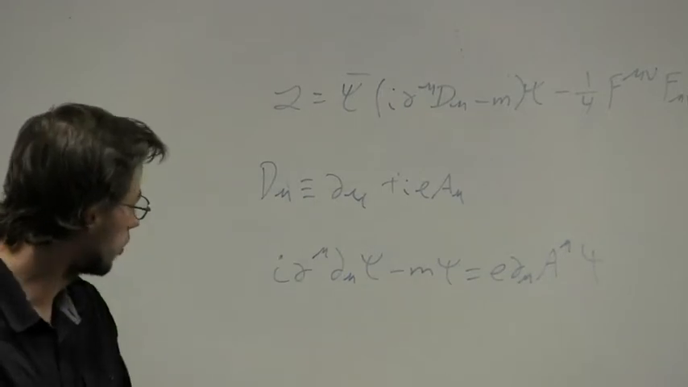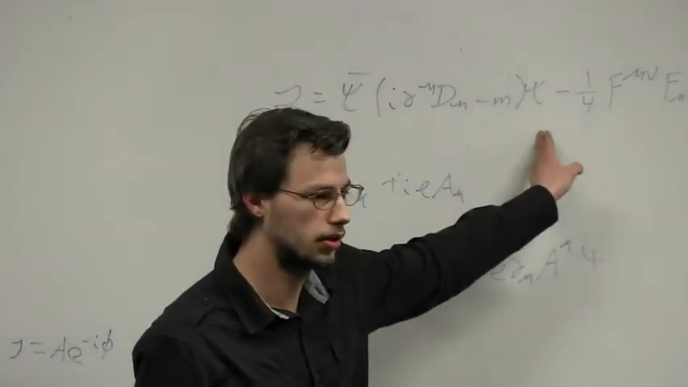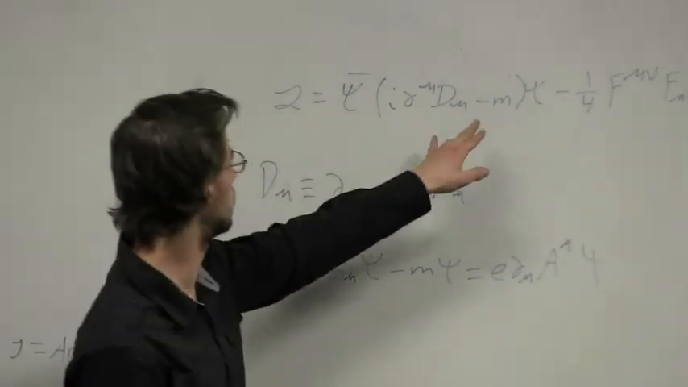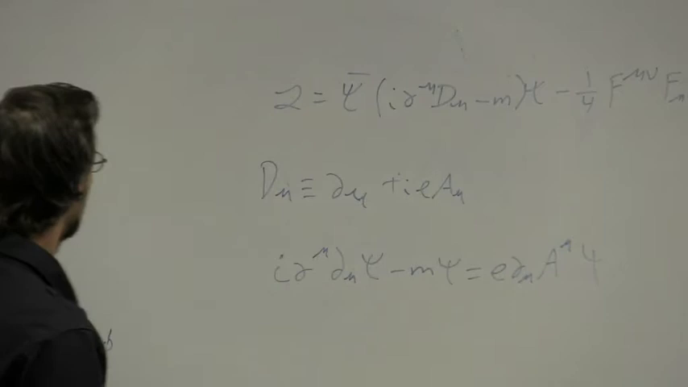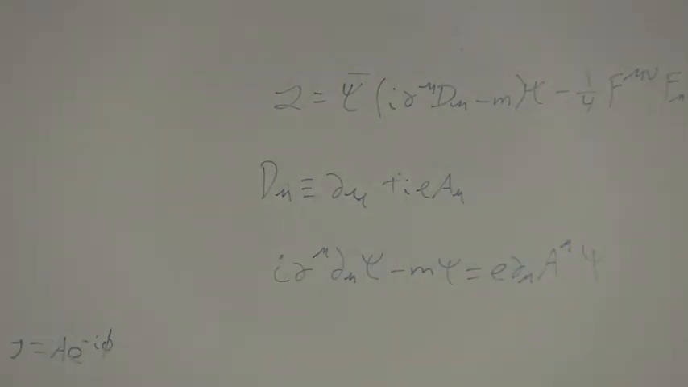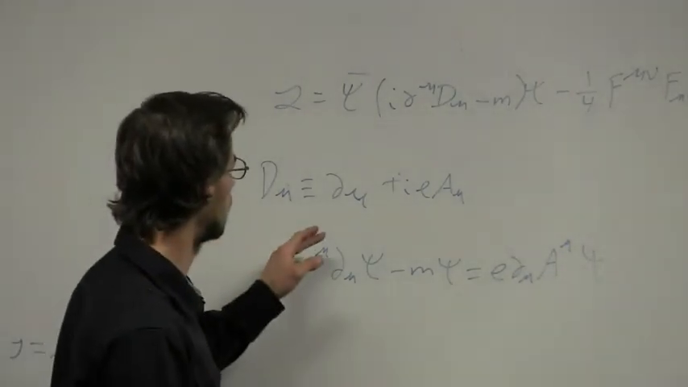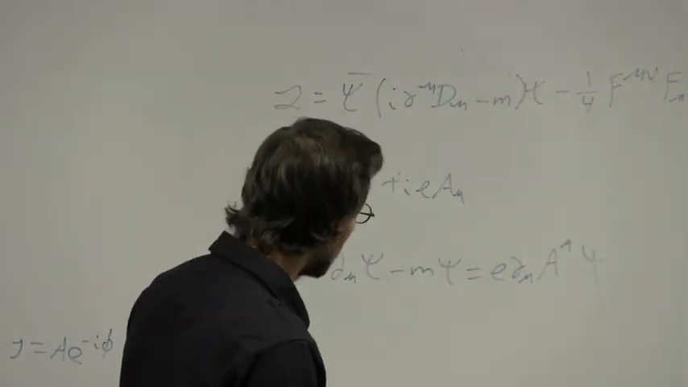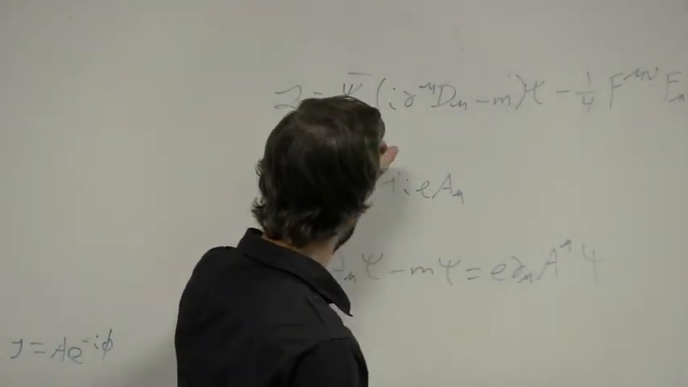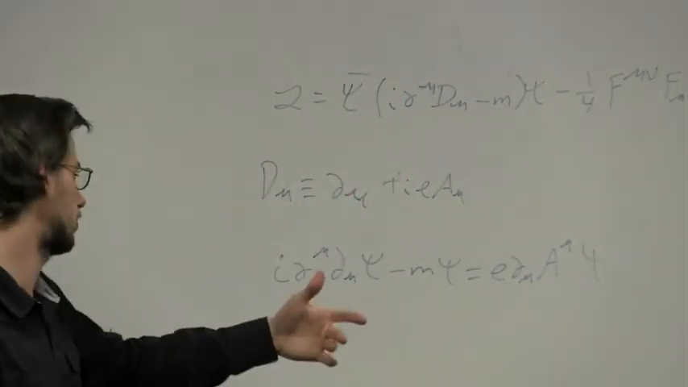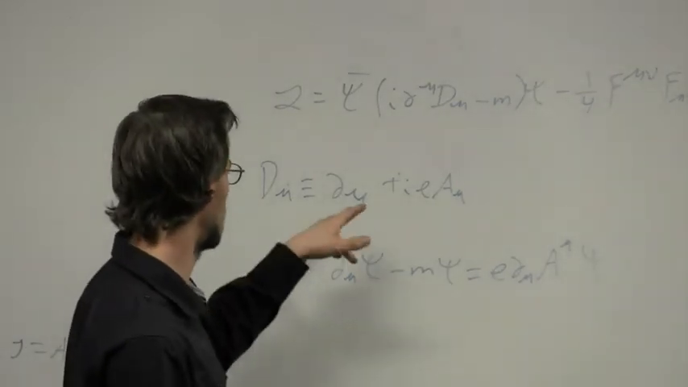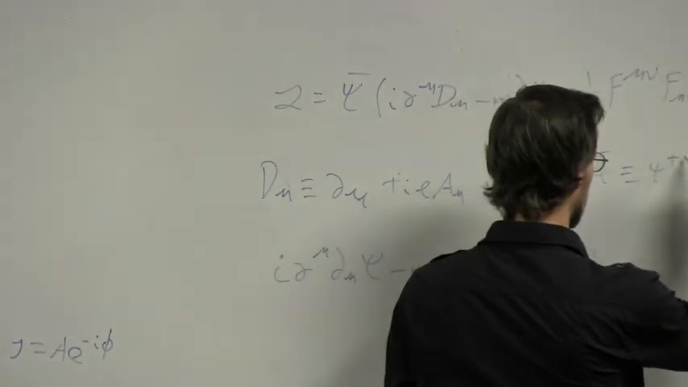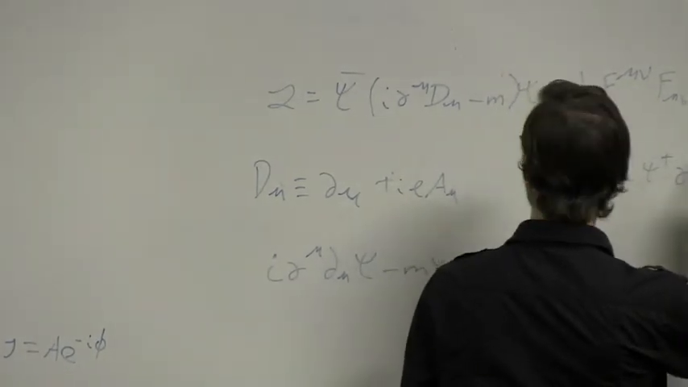So if you did Euler-Lagrange on psi, you'll do this here, this method. You have a partial mu psi here, so you'll get a psi bar i gamma mu. And then here you'll get an i e A mu. And this will all be multiplied by psi bar. So you'll have an equation for psi dagger because I defined psi bar to be psi dagger gamma zero.